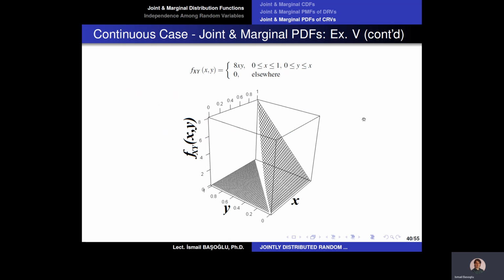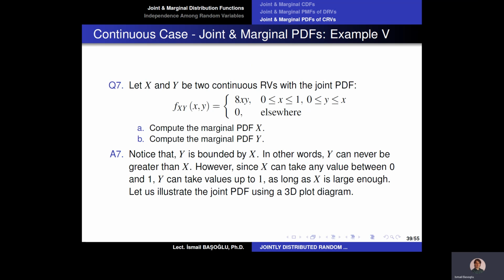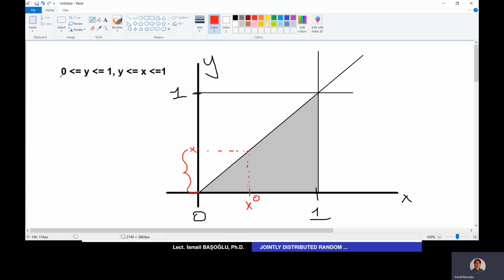Now, coming to part B, remember, even though in this representation it is told that y can only take values between 0 and x, because the maximum possible value of x is 1, it is also possible for y to take the value of 1 as well. Therefore, theoretically speaking, we need to state that the random variable y can also take any value between 0 and 1. But it depends on the realization of x, just like the realization of x depends on the realization of y.